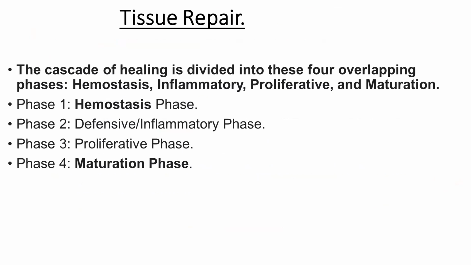The cascade of tissue healing is in these four phases: hemostasis, inflammatory, proliferative, and maturation. Here are the four phases.